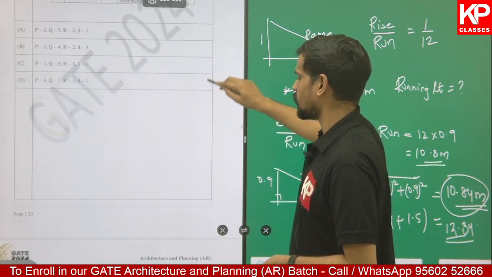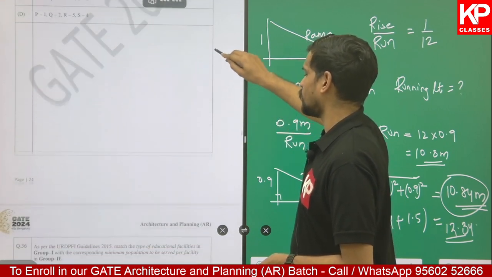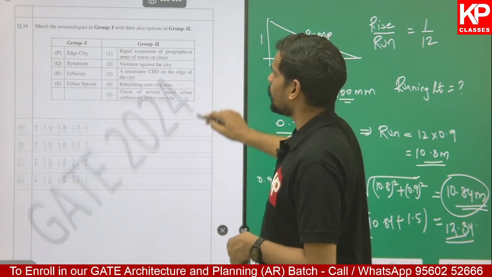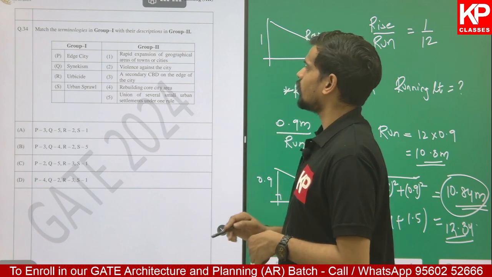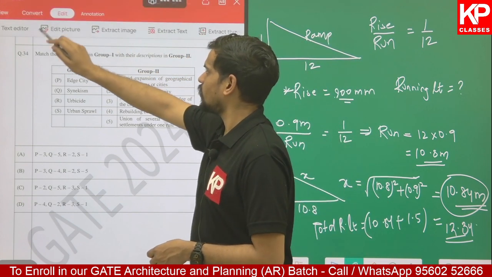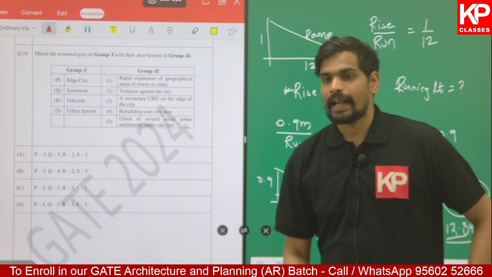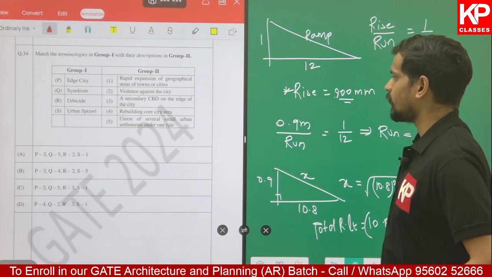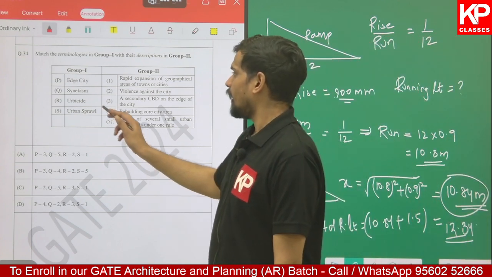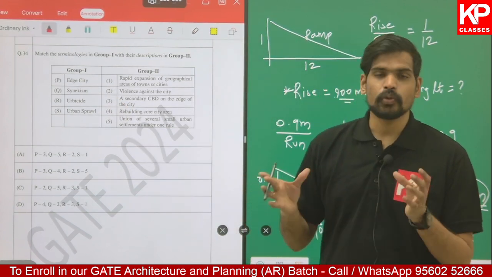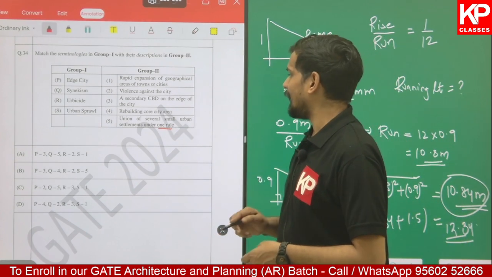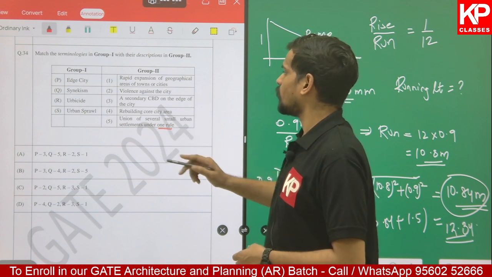Next one, 34th question. I think there are just 2 or 3 more match the following questions. Let us see. The question number 34: match the terminologies in group 1 with the descriptions in group 2. Again, it is based on the concepts of urban planning, where they have used some terms like edge city, synoecism, urbicide and urban sprawl. You need to match them with the appropriate definition. Synoecism is a term used for the union of several settlements which together can be considered as one area. Union of several small urban settlements under one rule, that's called synoecism.